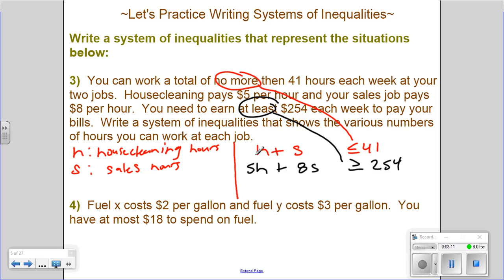So here are our two equations, and again, it requires two or more equations to write a system. So H plus S less than or equal to 41 is the first one, and then 5H plus 8S is greater than or equal to 254 is the second.